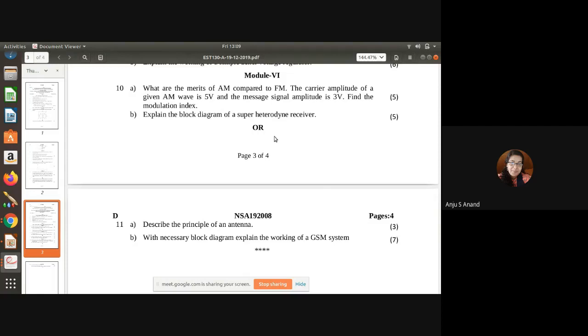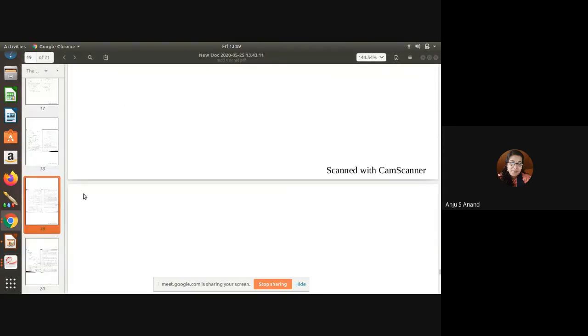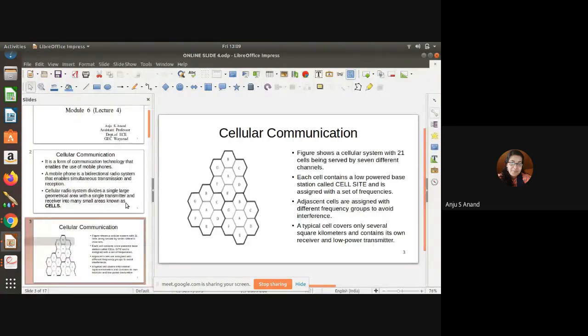Then, the carrier amplitude of a given AM wave is 5 volt and the message signal amplitude is 3 volt. Find the modulation index. That was the question. It's a 5 marks question. Along with it, one more question is there, that is the block diagram of a superheterodyne receiver. So the first question is the merits of AM compared to FM. We have already studied it. What are the merits?